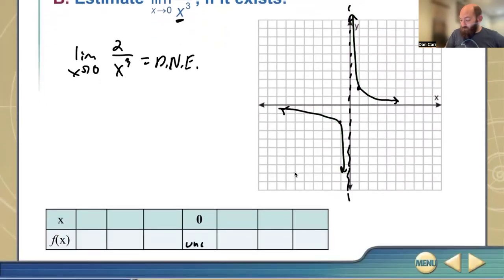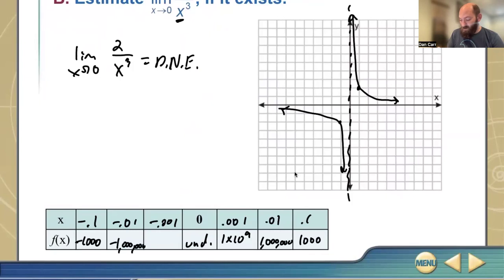And again, you can analyze our table real quick. So our table would do something like this, where we have getting close to 0. So we're going to go 0.1, 0.01, 0.001. We have 1,000, and then 1,000,000, and then 1 times 10 to the ninth, so 1,000,000,000. And then from negative 0.1 to negative 0.01, negative 0.001, we get a negative 1,000, a negative 1,000,000, and negative 1 times 10 to the ninth. So we can see from this direction, we're going to negative infinity. From this direction, we're going to positive infinity.